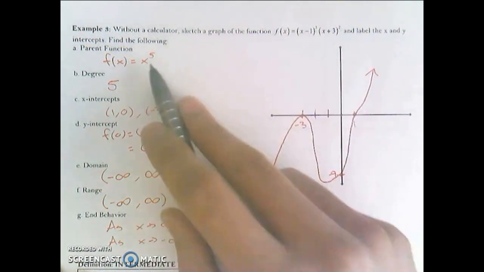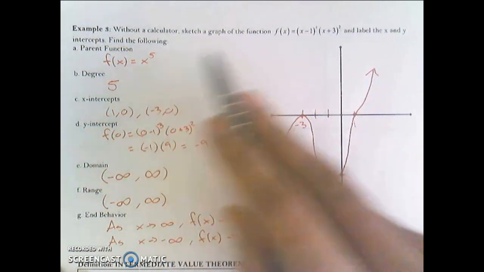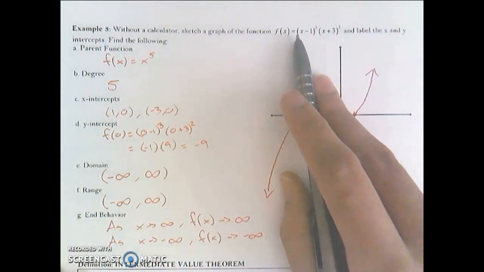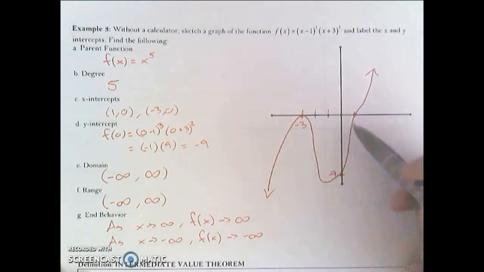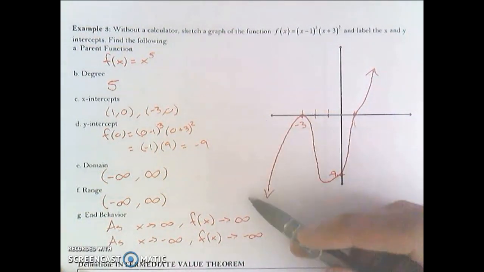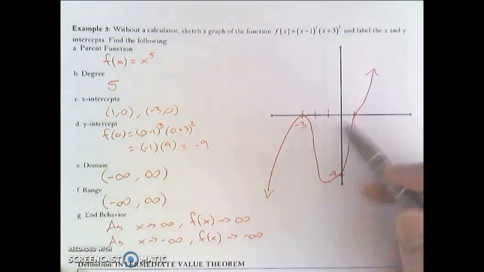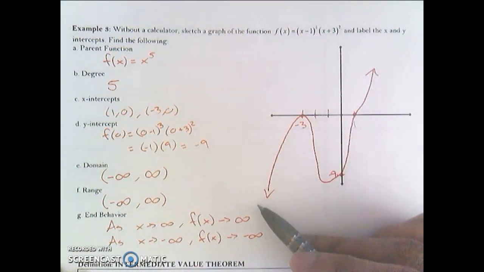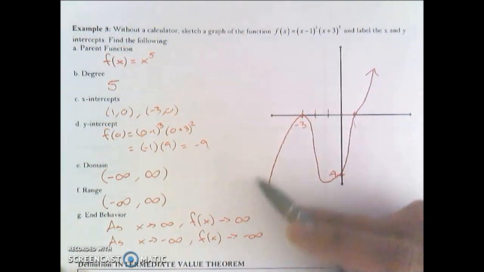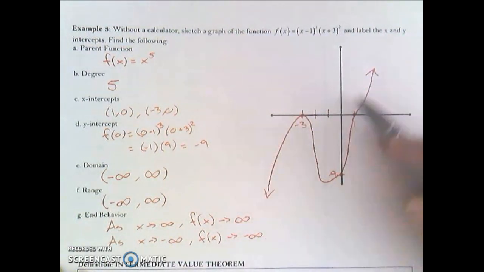We know that we're looking at a quintic, and the leading coefficient is positive. So we're starting in the negative direction. As x approaches negative infinity, our function should be negative. As x approaches positive infinity, our function should be positive. So we're generally moving from the bottom left, from quadrant 3, up into quadrant 1.